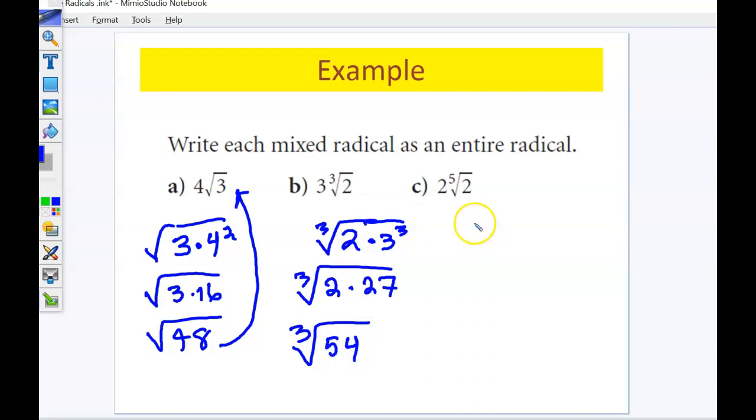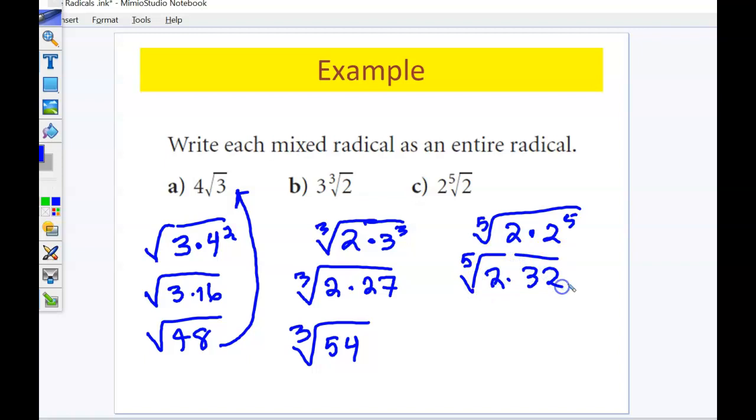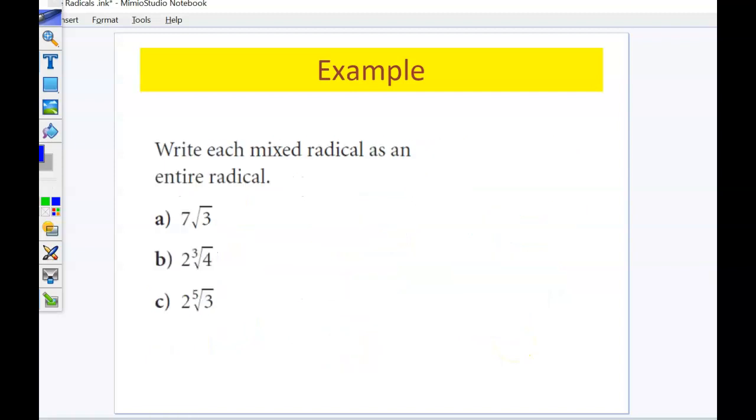And for the last one, I have 2 fifth root of 2, so I'm going to have my fifth root of 2. And to bring this 2 in, I would have to raise it to the 5th power. So this is going to be the 5th root of 2 times 32, which is going to be the 5th root of 64. Again, I encourage you to pause the video and give these a try.